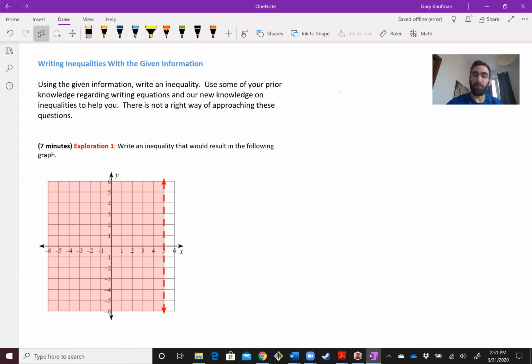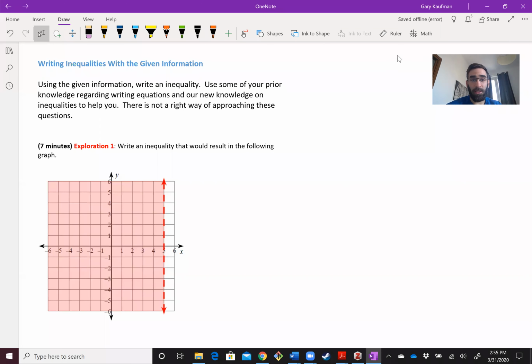So here's the first one. Take no more than 7 minutes. See if you can write the inequality that would result in this graph. Use your prior knowledge of writing equations that we've done previously.